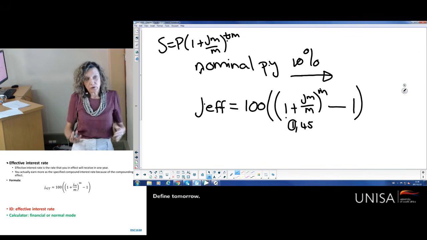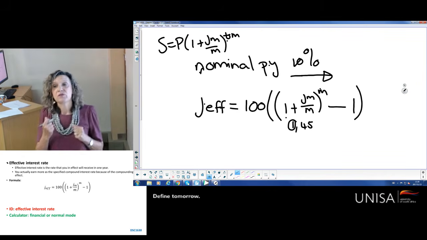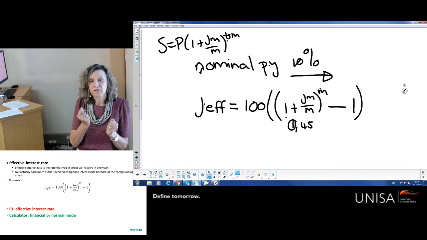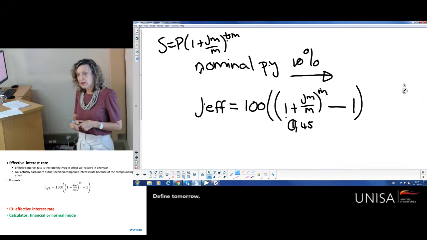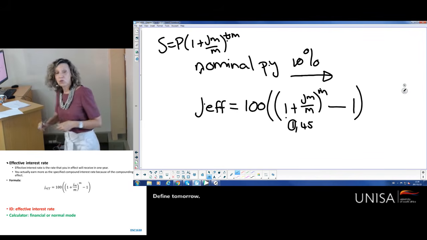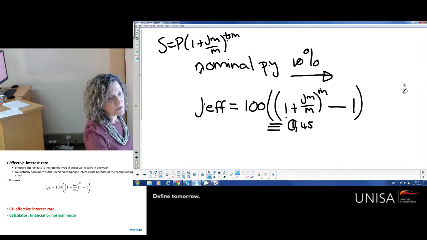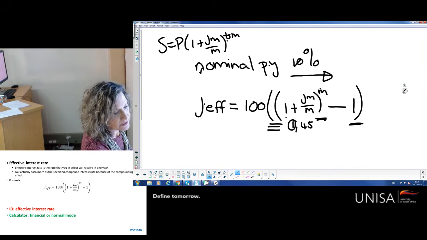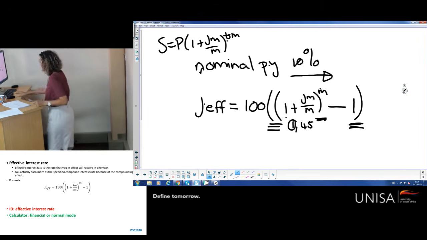How would I know if I need to use this formula? If you see the words effective interest rate in a problem, that is your ID clue. Calculator, financial or normal mode. Just be careful. If you use normal mode, remember to put in all your brackets. Otherwise, you will get a different answer.